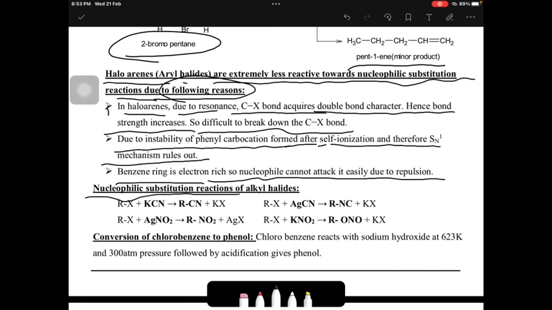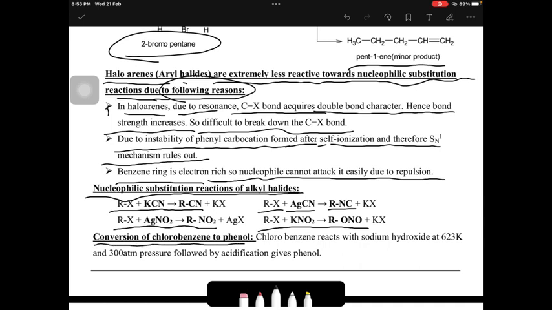Nucleophilic substitution reactions of alkyl halide. RX reacts with KCN to give RCN. RX reacts with AgNO2 to give RNO2. RX reacts with AgCN to give RNC. RX reacts with KNO2 to give RONO.